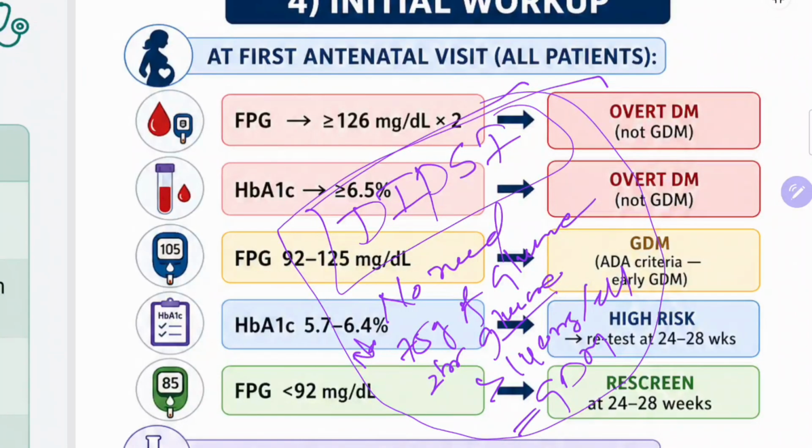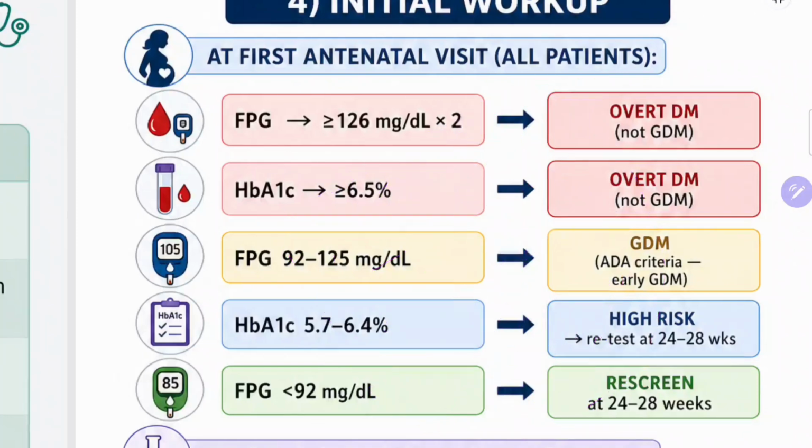So this is non-fasting. The pregnant lady will be non-fasting, and she will be given 75 gram of glucose, and after 2 hours the sample is taken. If it is more than 140, then it is GDM.